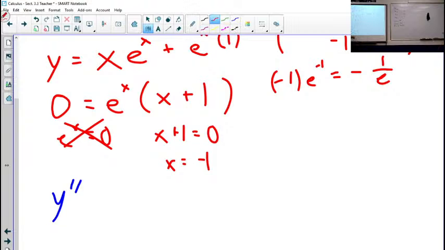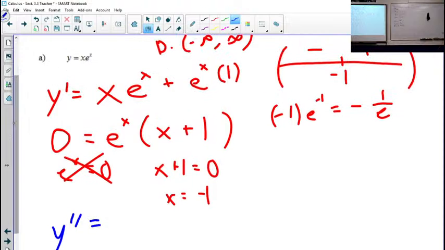Oh, I didn't put a y prime. There we go. That's better. Okay, y double prime. Whichever form you want to use, either way you should get the same answer here. I'm going to use this form, x e to the x plus e to the x. We already know what this derivative is. Derivative of x e to the x is the first derivative we just took, x e to the x plus e to the x.